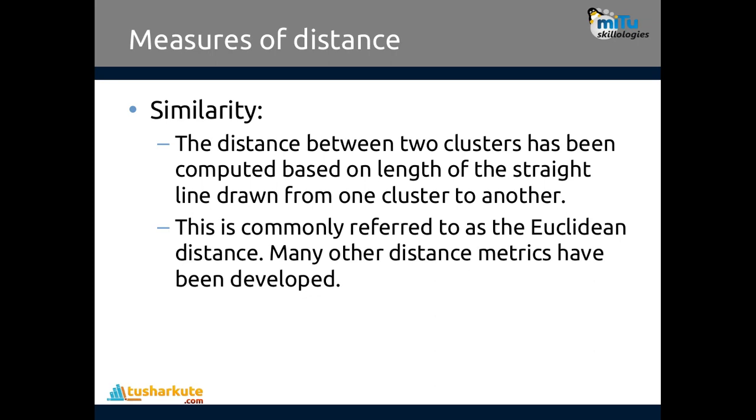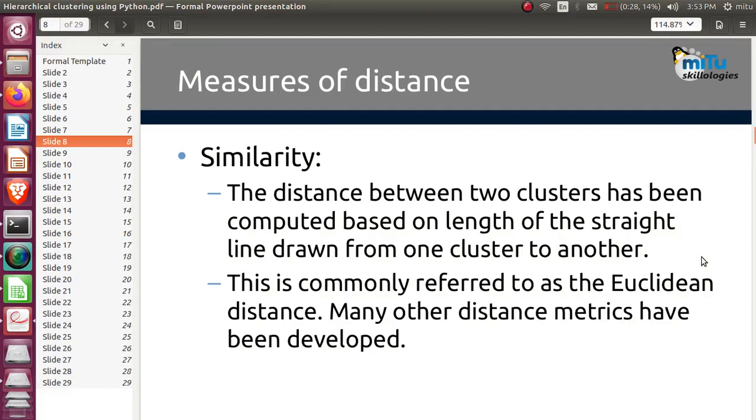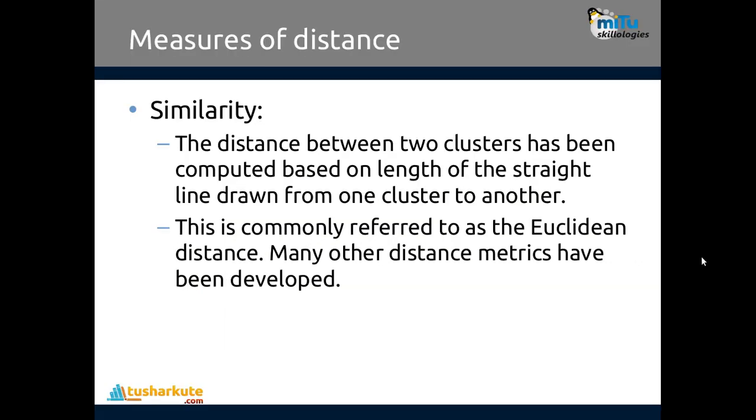Now we have taken one point into consideration in a cluster. One point is considered under a particular cluster. So how is it identified? There is a similarity measure used over here. The distance between the two clusters is computed based on the length of the straight line drawn from one cluster to the other. This is commonly referred to as the Euclidean distance.